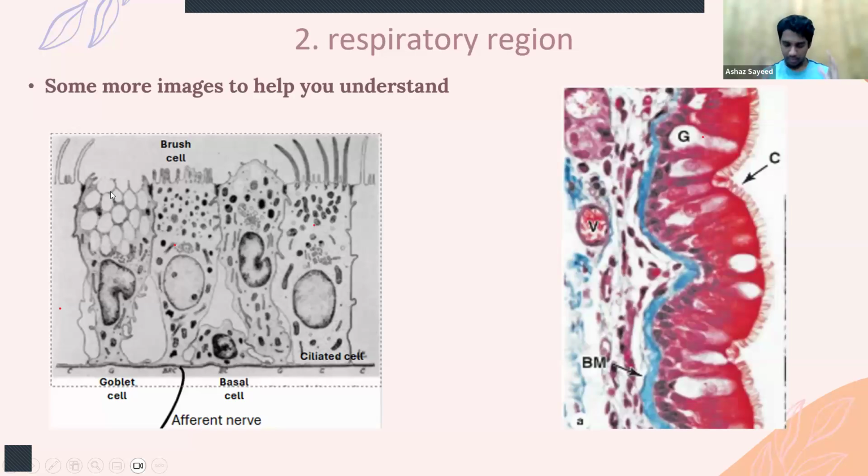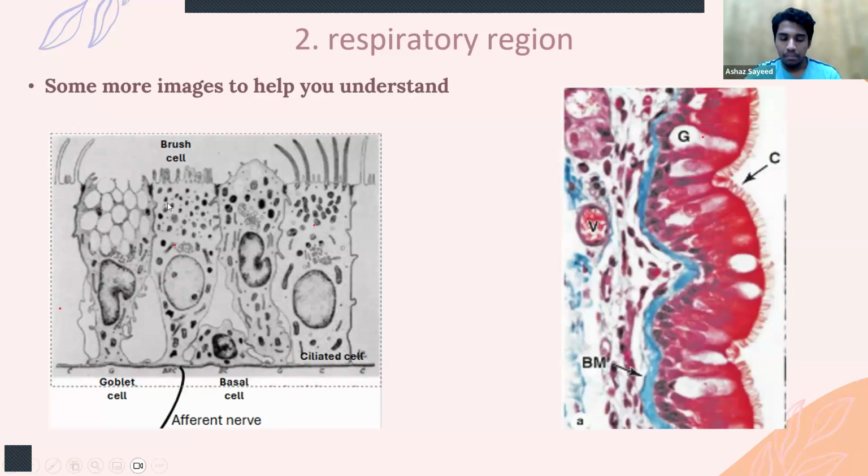Whenever you want to figure out which cell is a goblet cell, keep this in your brain: search for the mucin granules, these huge granules, and the nucleus is going to be probably at the base. It's going to be one cell with the nucleus at the base and the granules on top. Okay.